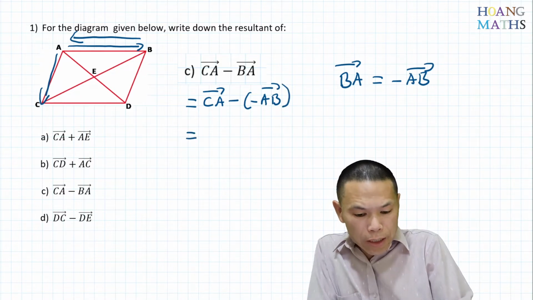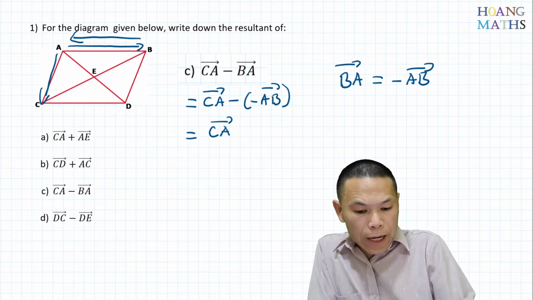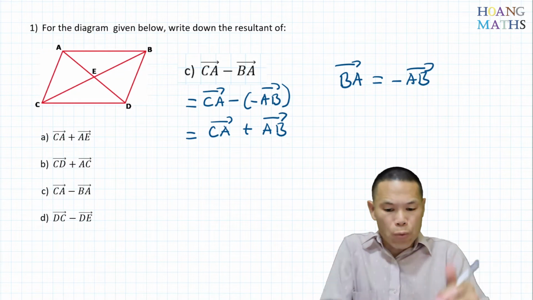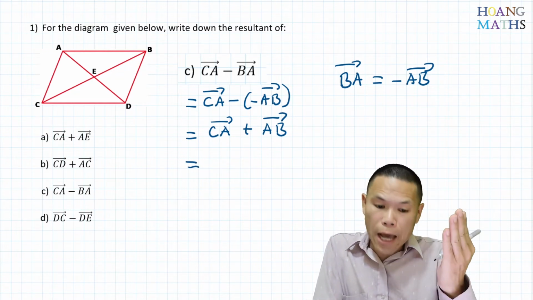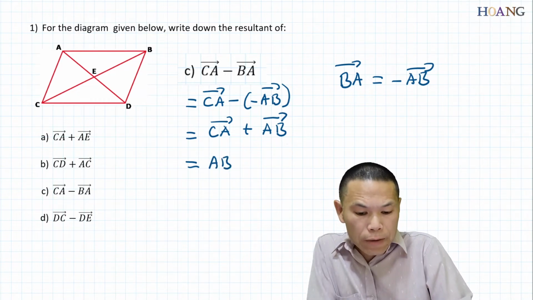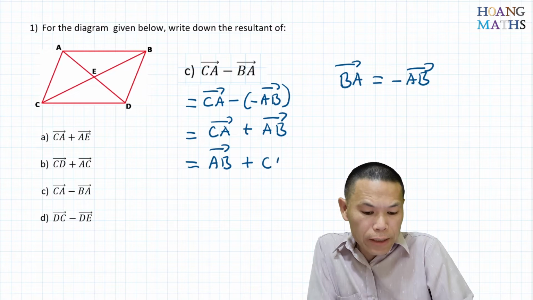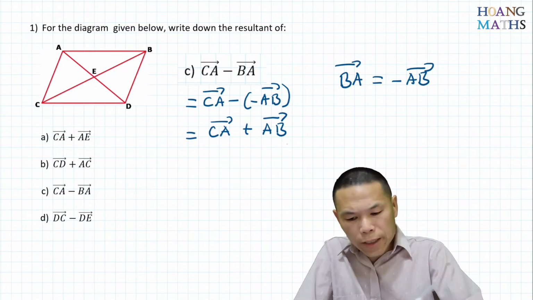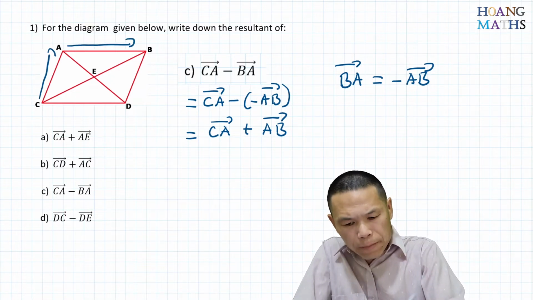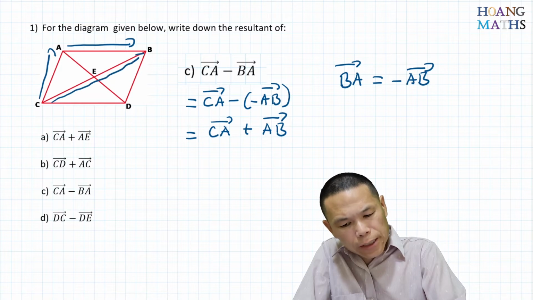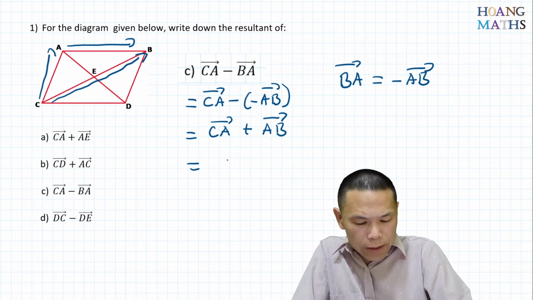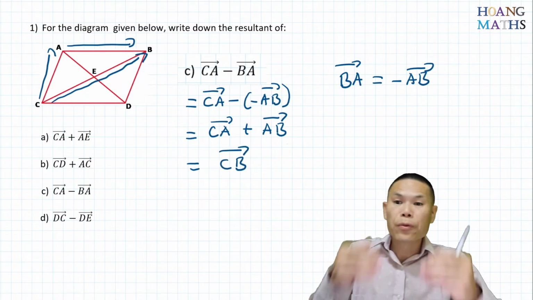So this will give me vector CI, and we add vector IB. But then we know that vector CI plus vector IB is exactly the same as vector IB plus vector CI. So vector CI is here, and we add vector IB. So that is this vector here. This is the resultant vector. So that is equal to vector CB. There you go.